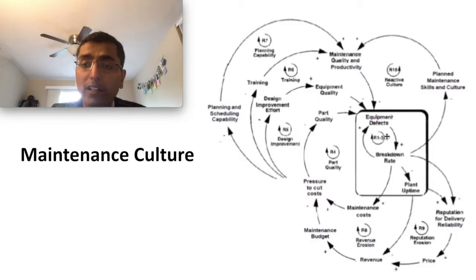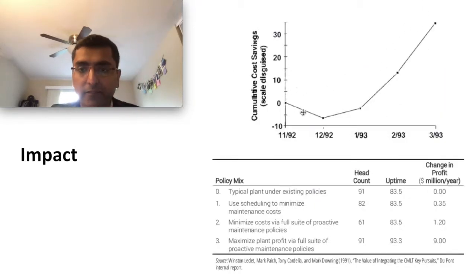So with this modeling, they were able to find out that if we take a year of increased cost with proactive maintenance, then going forward we would be in a net positive scenario. What they found out is they needed 91 people, and they were able to provide 83% uptime at net neutral. That's what they were doing under the existing policy of reactive maintenance: 91 people, 83.5% uptime.